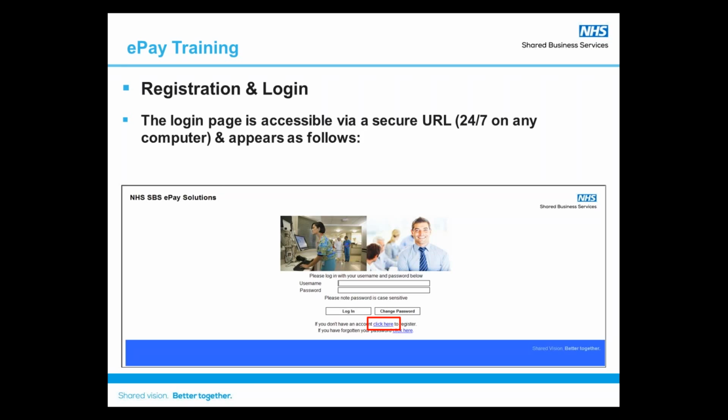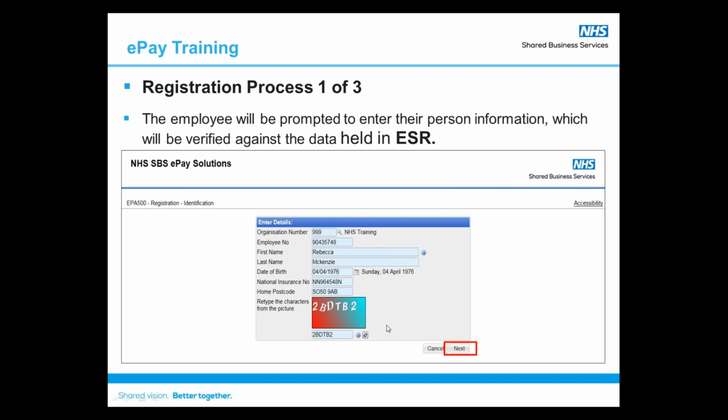And the first thing you will do is click the link at the bottom where it says if you don't have an account, click here to register. You'll then go through a registration process. You're prompted to enter in personal information, which will be verified against what's held in ESR. So use your payslip for this. Most of what you need is on there, including your organisation number, which for yourselves is 262, but you can look it up using the lookup icon there.